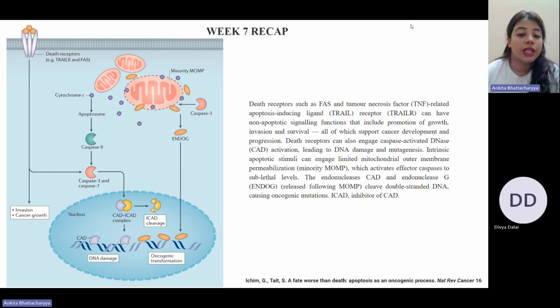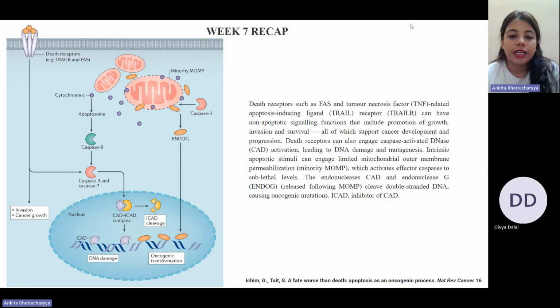and that leads to DNA damage and mutagenesis. The intrinsic apoptotic stimuli can engage limited mitochondrial outer membrane permeabilization, or minority MOMP, which activates effector caspases to sublethal levels. So what it is effectively doing is that under certain circumstances, when apoptosis is not activated to the threshold that it needs to be, there is a sublethal response occurring inside the cell. There is activation of caspases, but it is sublethal in nature. There is permeabilization of the mitochondria, but that is also sublethal in nature.